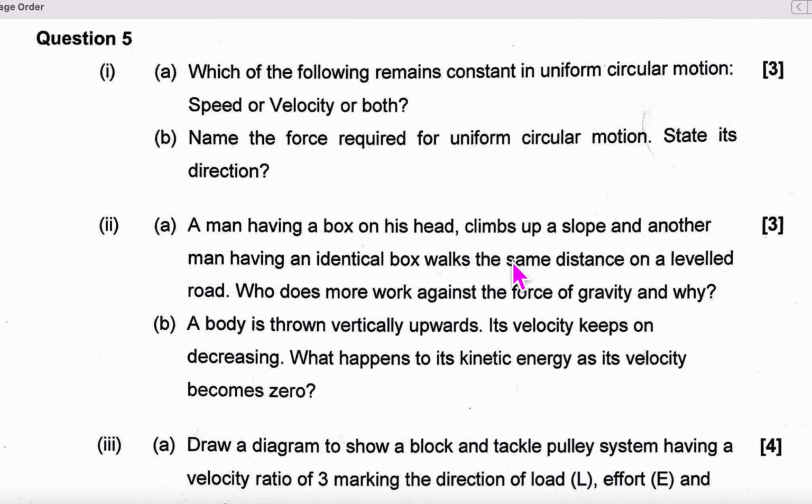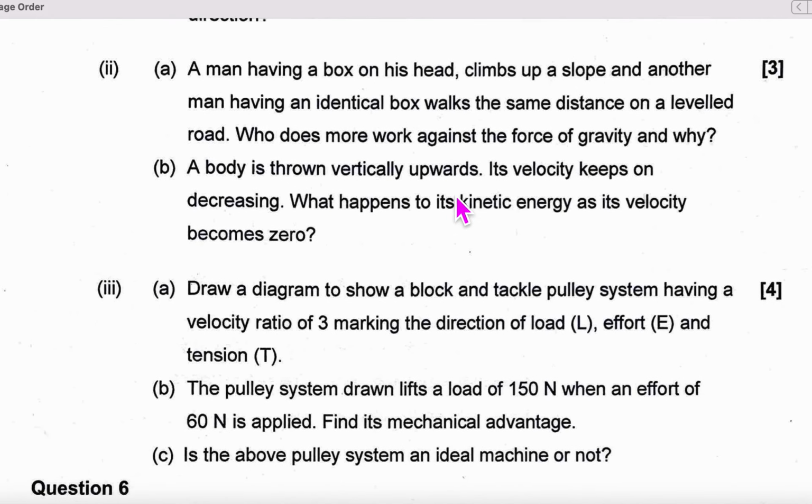Can we move to this question? What remains constant for uniform circular motion? Speed. The speed remains constant. Velocity changes at every point, correct? Name the force required for uniform circular motion: it is centripetal force. The direction is radially towards the center. Okay, so these are easy.